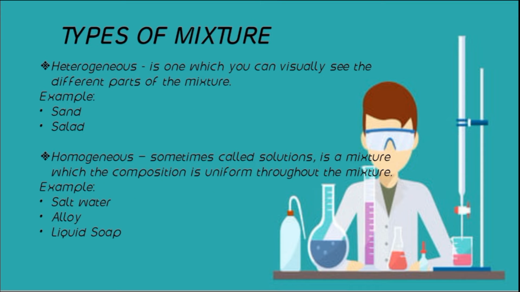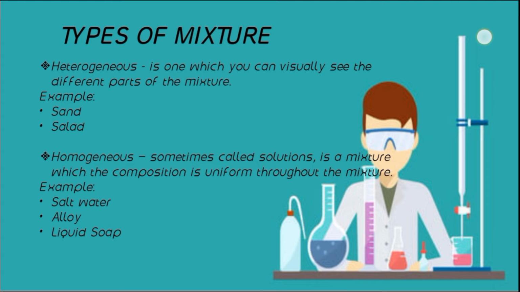There are two types of mixture. Number one is heterogeneous. It is one in which you can visually see the different parts of the mixture. Examples of heterogeneous are sand and salad. Next is homogeneous, sometimes called solutions, a mixture in which the composition is uniform throughout. An example is salt water, where the dissolved salt is evenly distributed throughout.